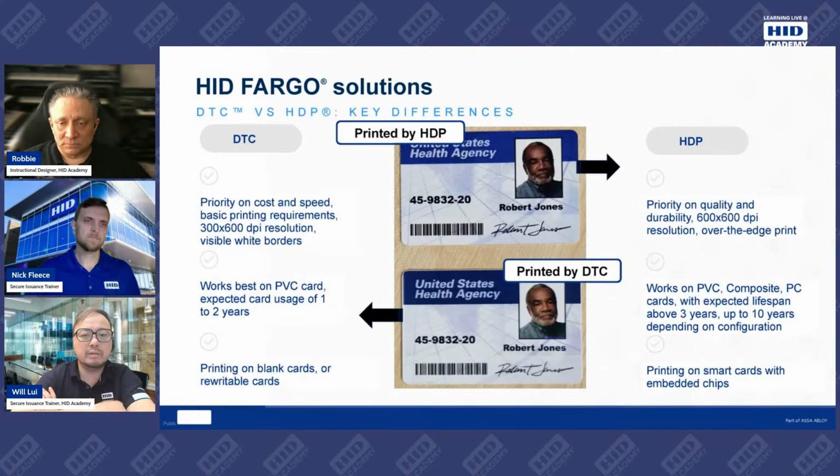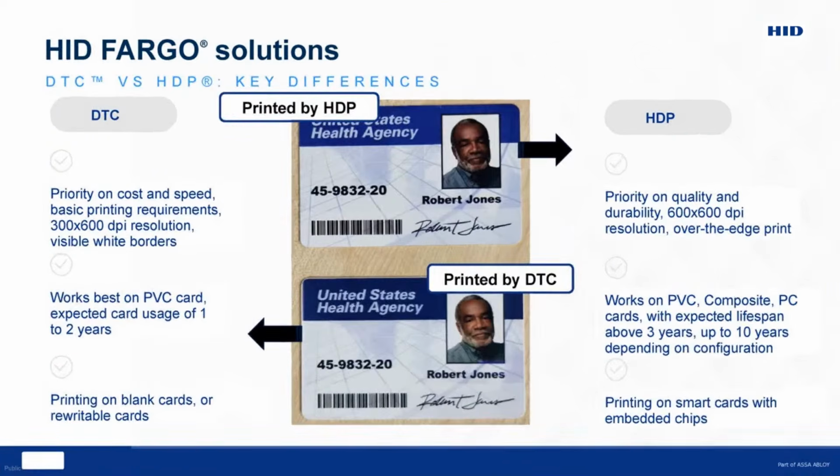Just very simple. From this slide, you can see that DTC is a good choice if your priority is cost and speed, and the printing needs are more basic. It provides 300 by 600 dpi resolution, and is suitable for normal cards, ID cards, and access badges. Because the DTC prints directly to the card surface, there is usually a visible white border, just like Nick mentioned just now. It works best for PVC cards, and the expected card life is about 1 to 2 years. DTC is also suitable for rewritable card applications. And that's it. So over to you, Nick.